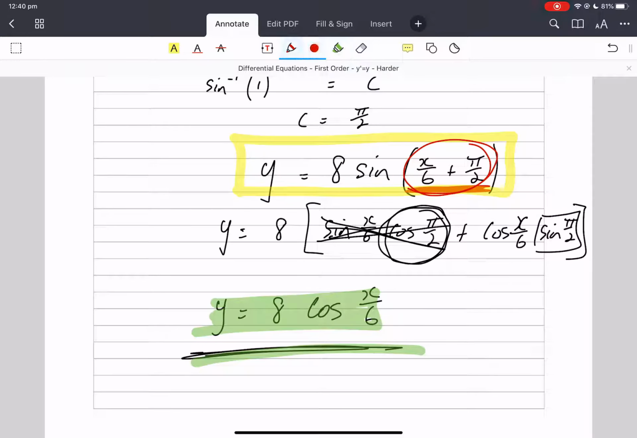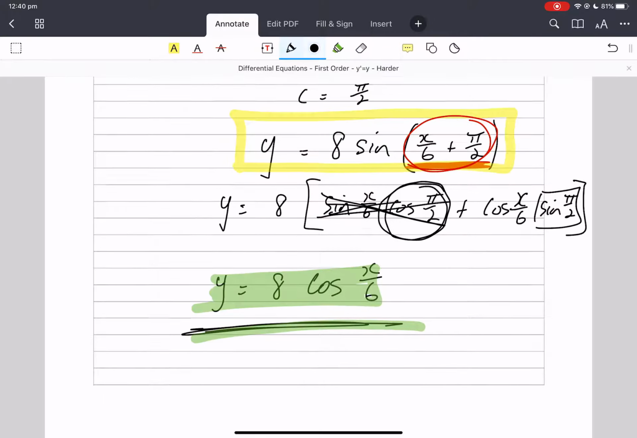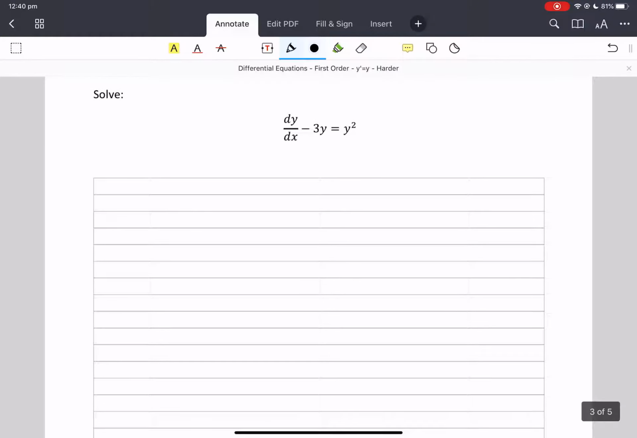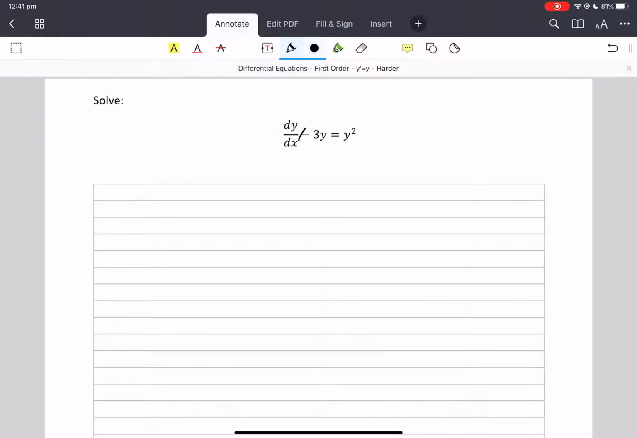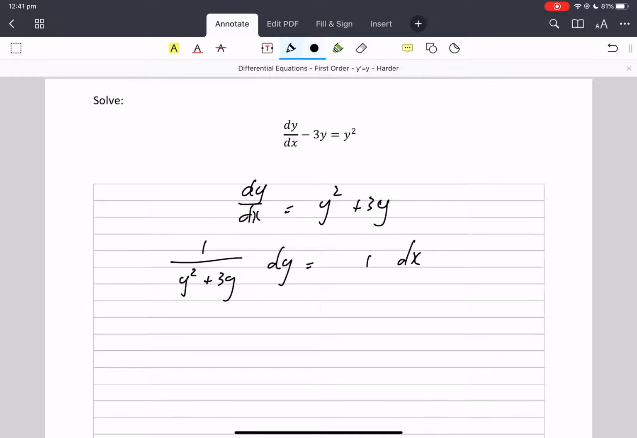Yay, love green. Okay. Remember, we can't have that minus there. So dy, and we want our y's and our dy together. Integrate.